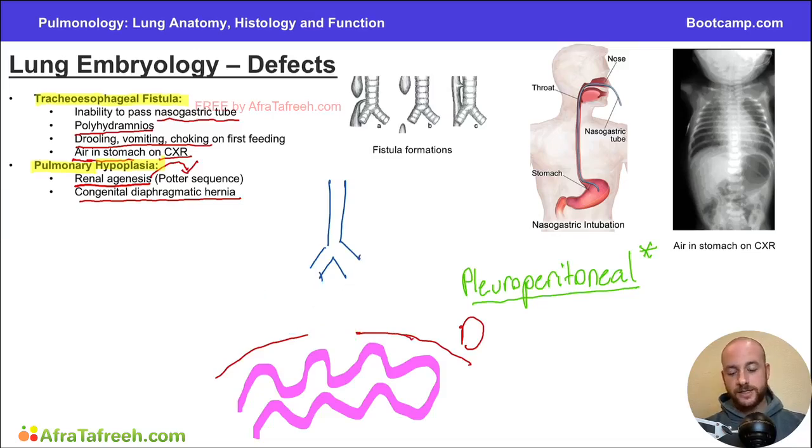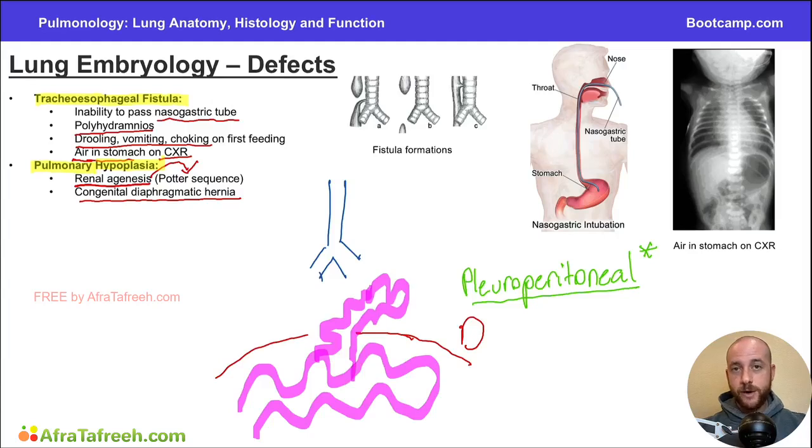And so I just erased the lungs here as well because this happens very early on in development. And as this pleuroperitoneal membrane never develops, that allows these bowel loops to actually herniate up, hence the name diaphragmatic hernia. It herniates up and it occupies the space that the lungs were about to grow into.